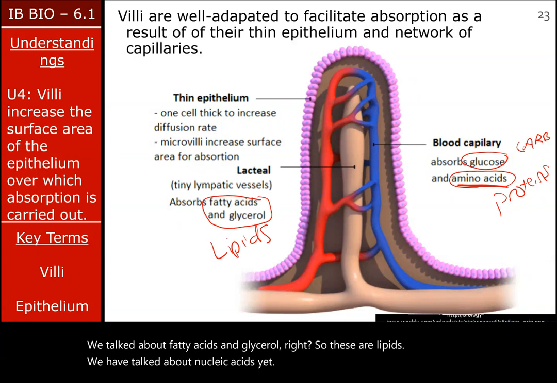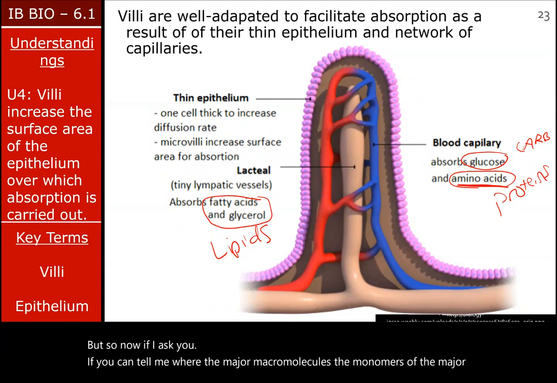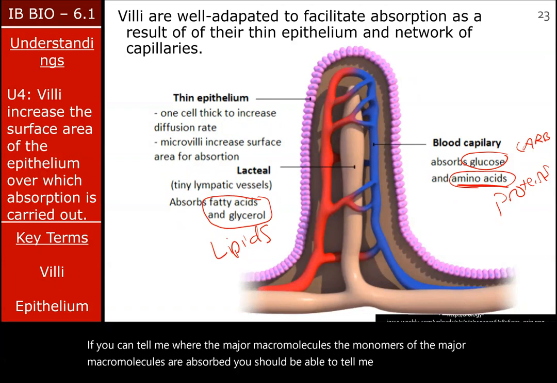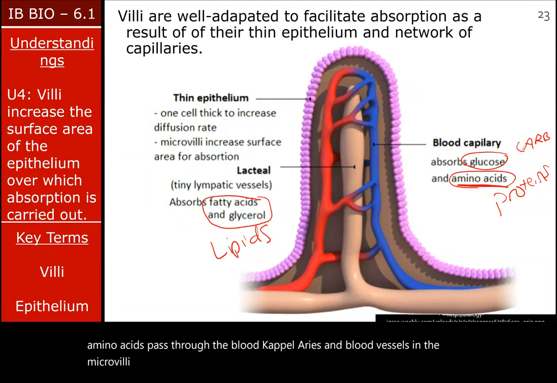But now you know, if I ask you where the monomers of the major macromolecules are absorbed, you should be able to tell me that glucose and amino acids pass through the blood capillaries and blood vessels in the microvilli, and fatty acids and glycerol, the monomers of lipids, are absorbed through lacteals.